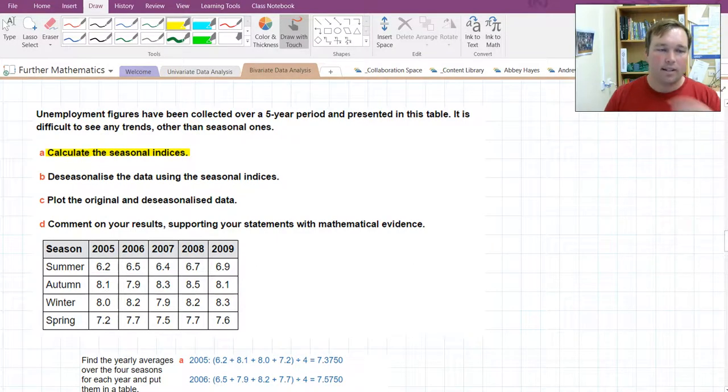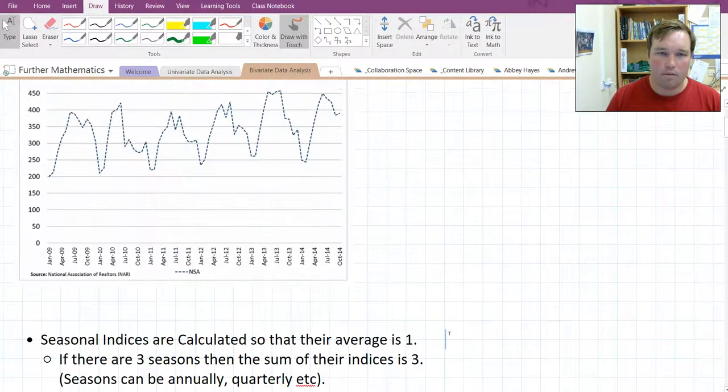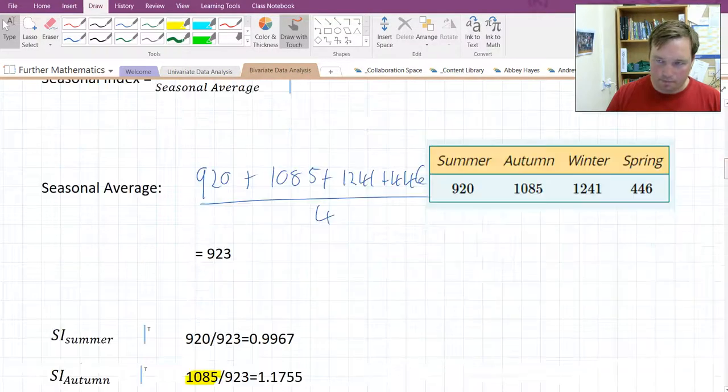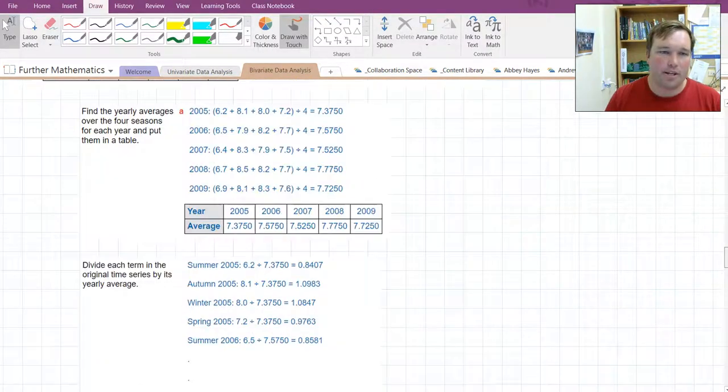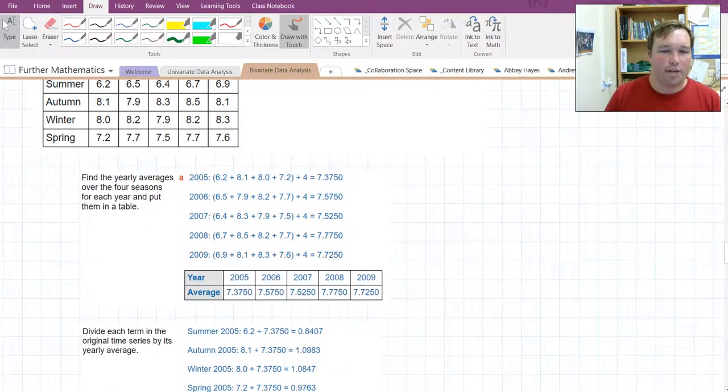And here's our original data. So against month 1 on my graph was there. 2, 3, 4, 5, 6, etc. Alright, now to calculate the seasonal indices, you may recall from up here, we do the value for the season divided by the seasonal average. So, first thing we do here is work out the seasonal average, or the average for each year.